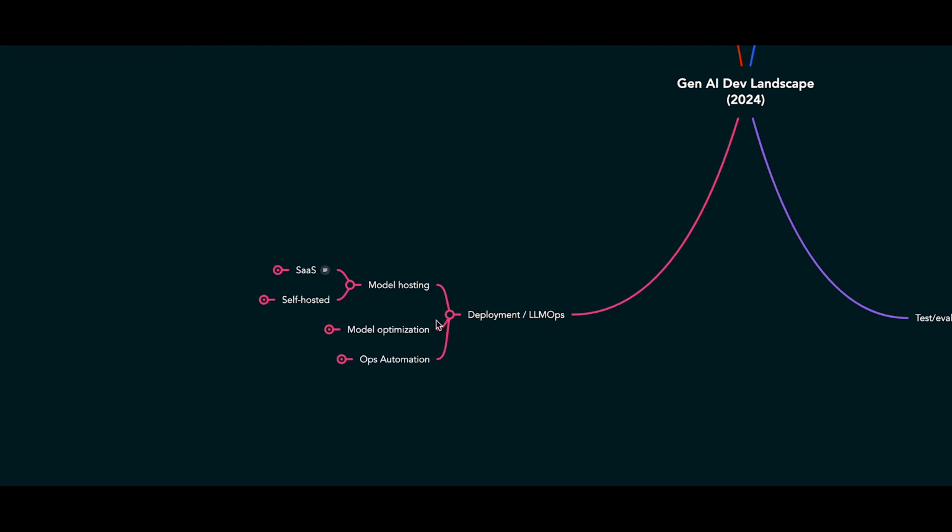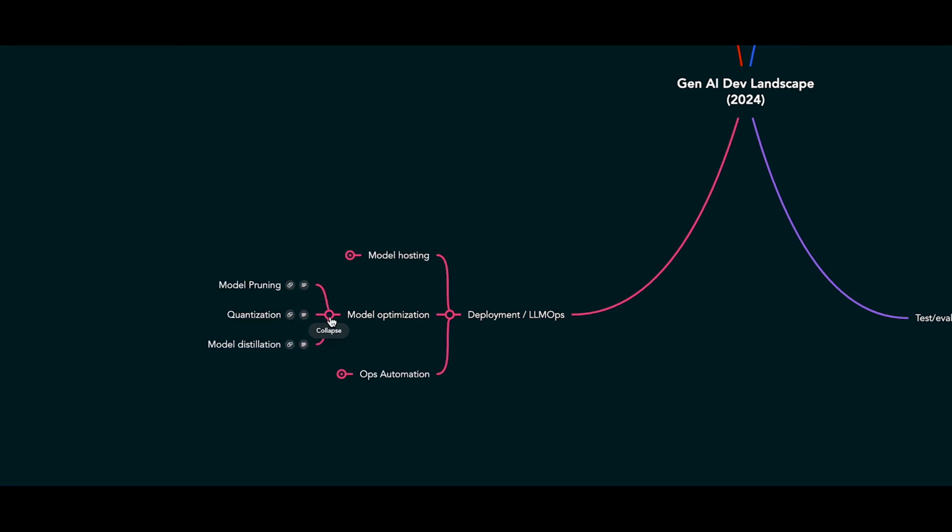Next, we consider model optimization. So when you host your own model, when you're starting with an open source model, fine-tuning it yourself, you may want to optimize it so that it takes up less memory. There are various techniques for this: model pruning, quantization, or distillation. The idea is to retain the performance of the model but make it smaller.